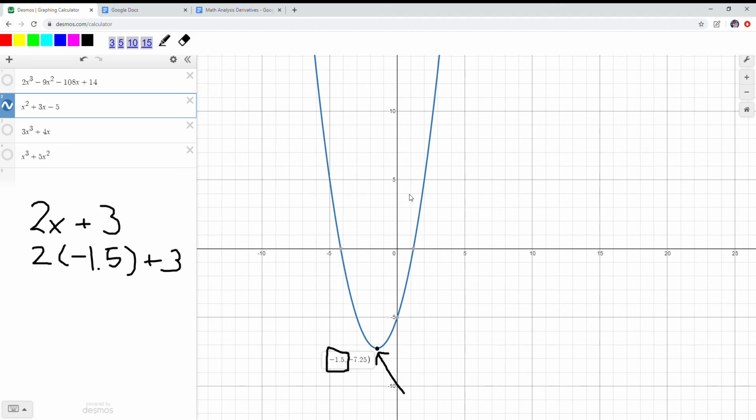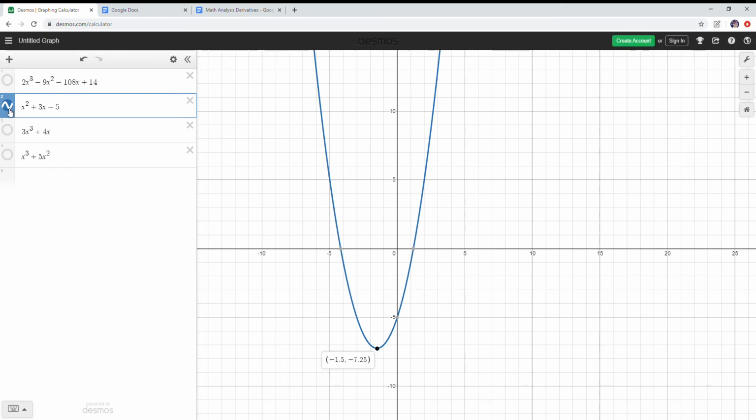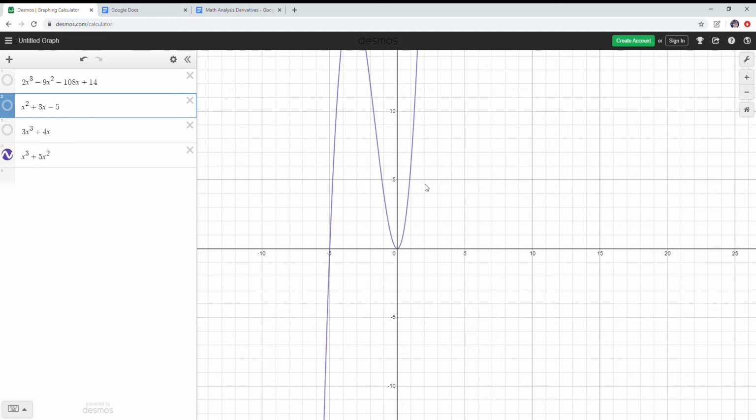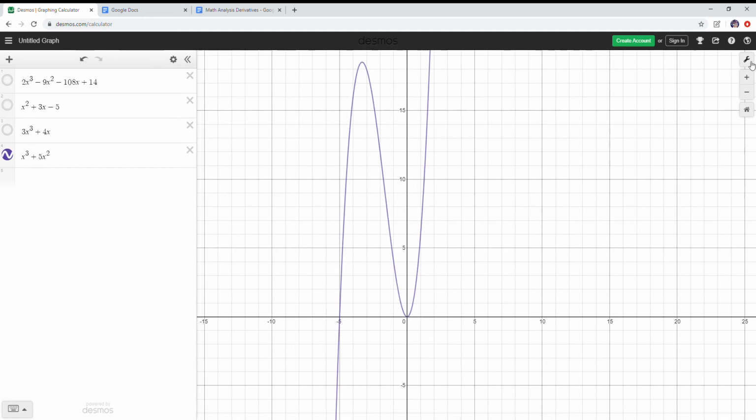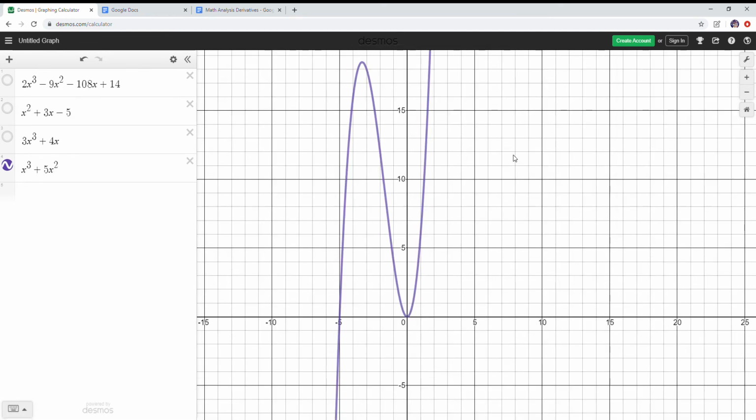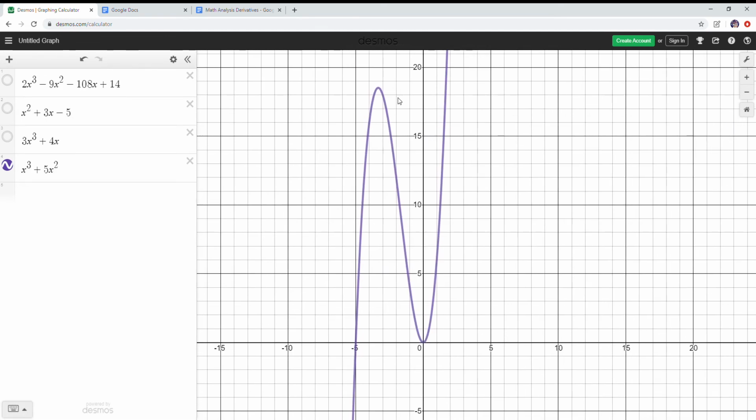Okay, so we're going to take a look at some of these other equations. So x to the third plus 5x squared. We can see this equation, let me make it a little more bold, turns at a couple different spots. Every time a function or a line changes direction, it's going to have one of those points where the slope is 0, where it's not changing.